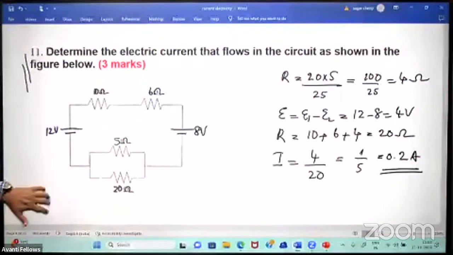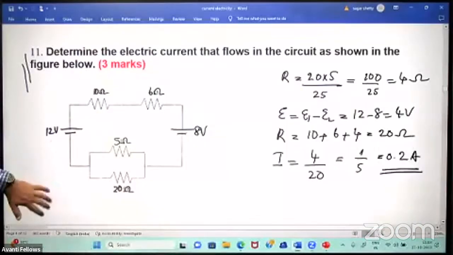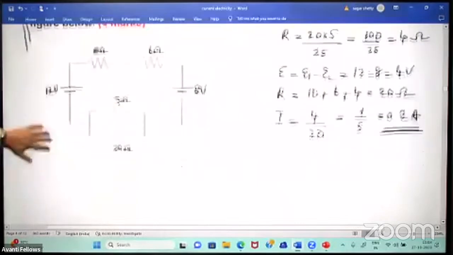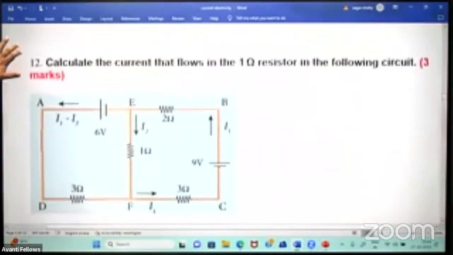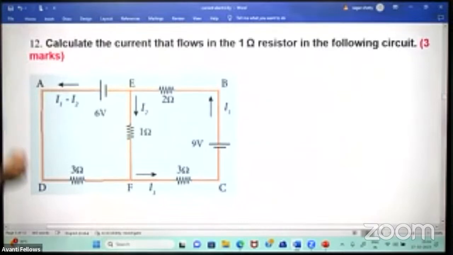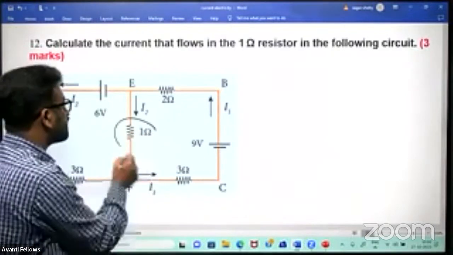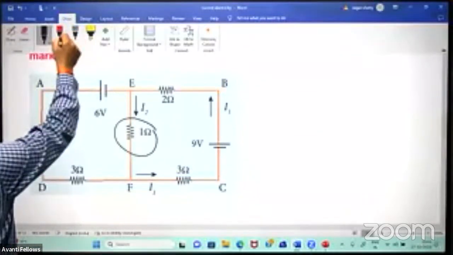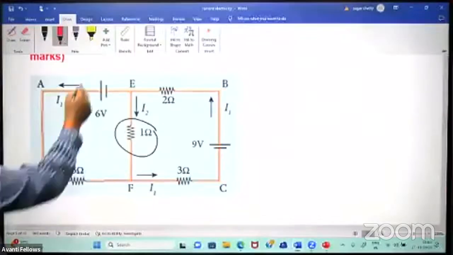Let's see the next one. Question number 12. Calculate the current that flows in the 1 ohm resistor in the following circuit. Calculate the current that flows in the 1 ohm resistor, that is this resistor. That we have to find out.